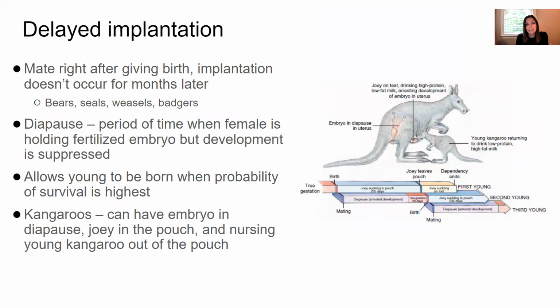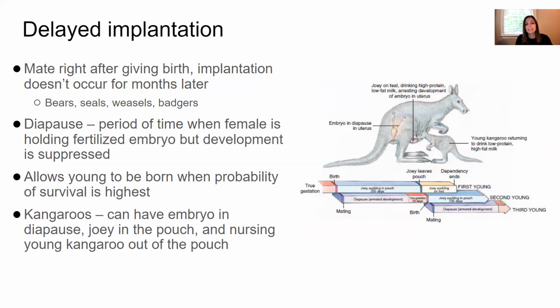Delayed implantation is seen in many mammal species. And so what happens is mating happens, and then the implantation of the embryo doesn't happen until much later. For some species, they'll mate right after they've given birth in one year, so that they're technically pregnant, right? But they don't go through all the gestation right away. It's delayed. Implantation happens later, and it ends up being about a year later that they give birth.